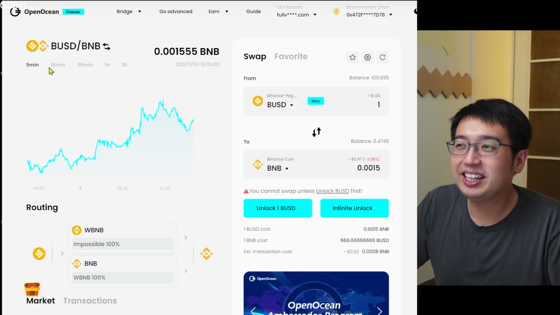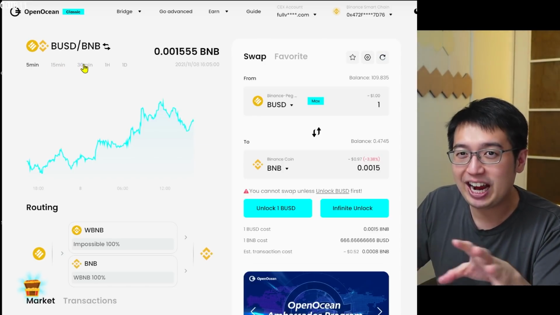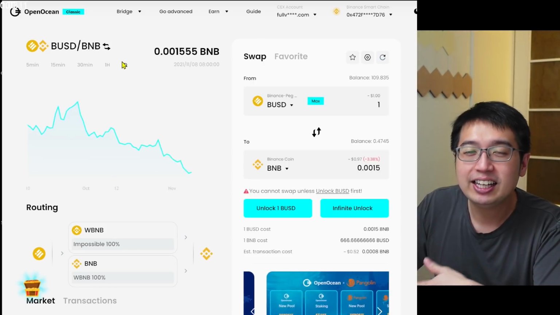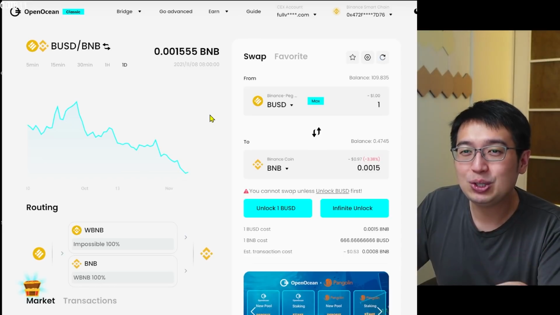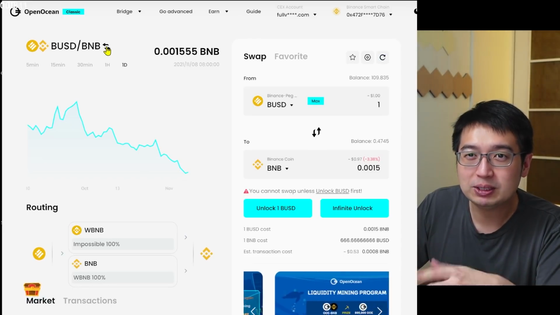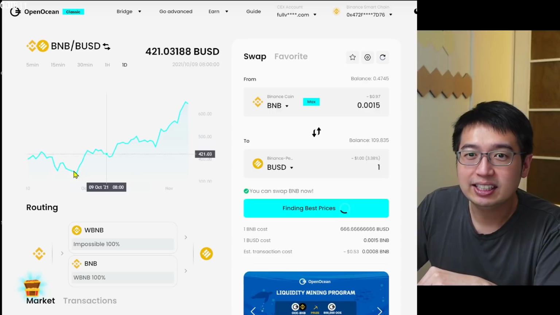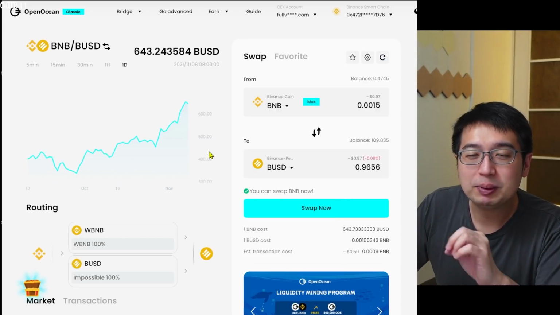Then, the coolest thing, this is actually my favorite thing about this decentralized exchange aggregator, you have a chart. You can actually see what the prices look like. This is the BUSD/BNB trading pair. As you can tell, BUSD is declining in value as the price of BNB goes up, so we can swap that by selecting those arrows. And now we can see that for the past 2 months, BNB has been going up in price.